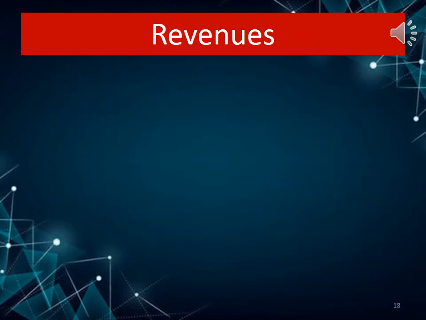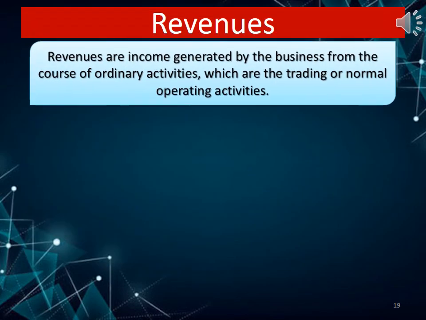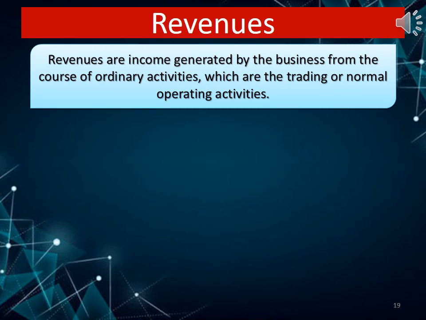Next classification is revenue. Revenues from a business perspective. Revenues are income generated by the business from the course of ordinary activities, which are the trading or normal operating activities. Revenues represent inflows of assets, such as from cash sales and credit sales, or reduction in liabilities, both of which result in increases in equity.